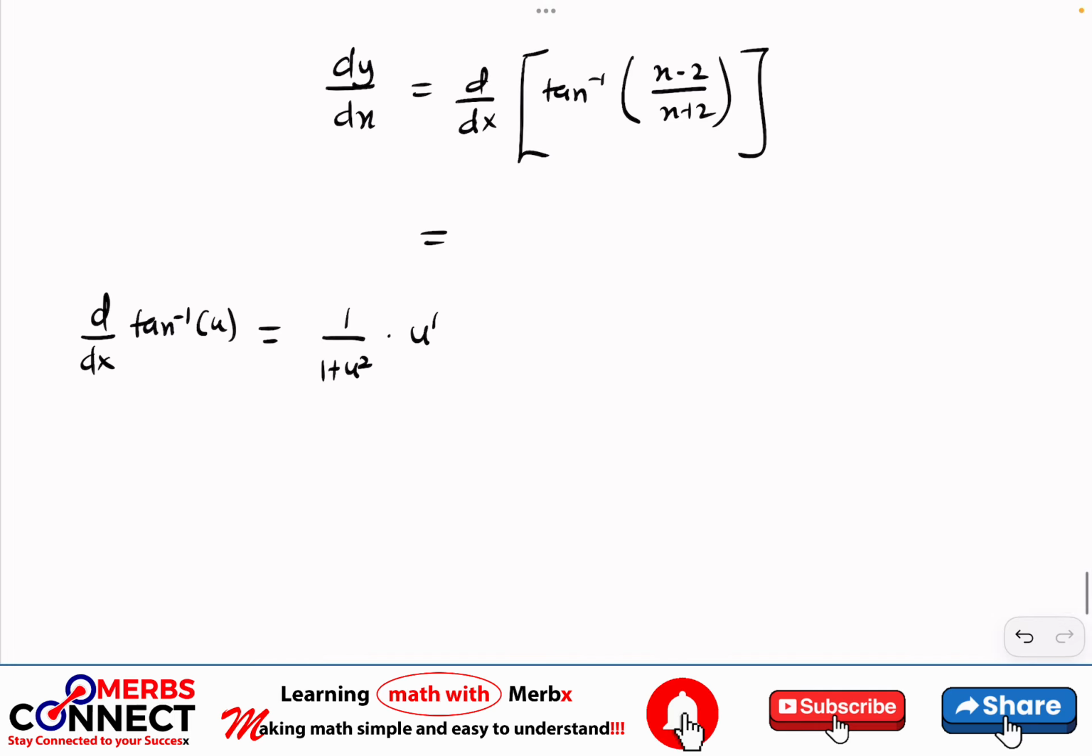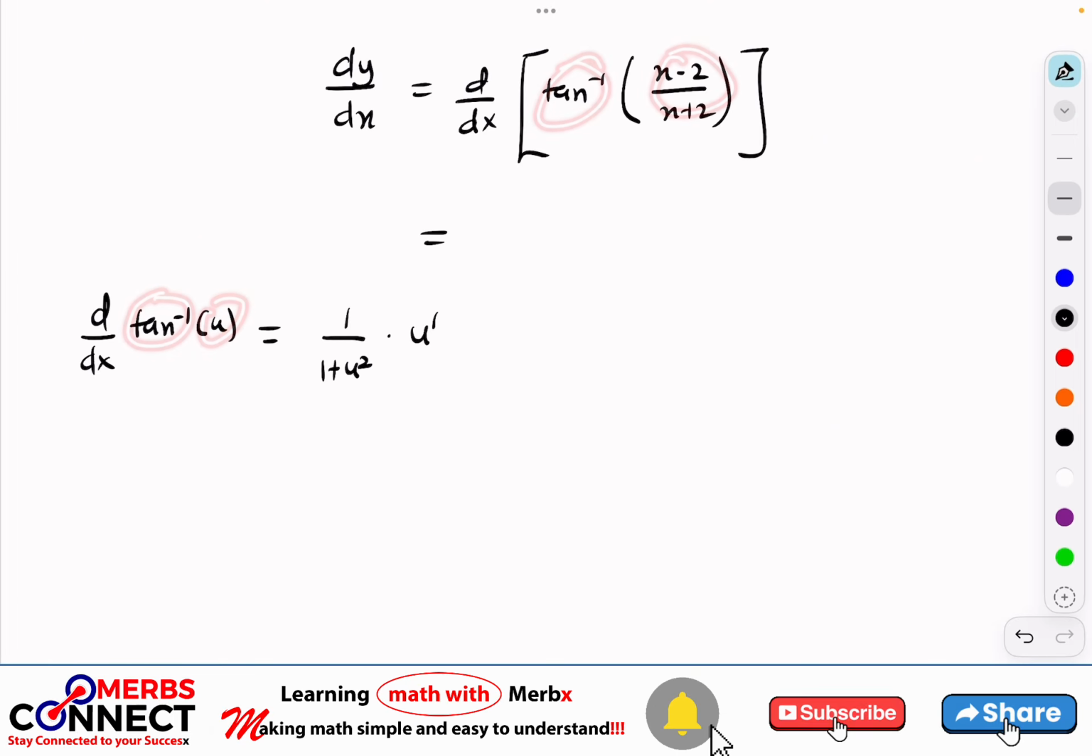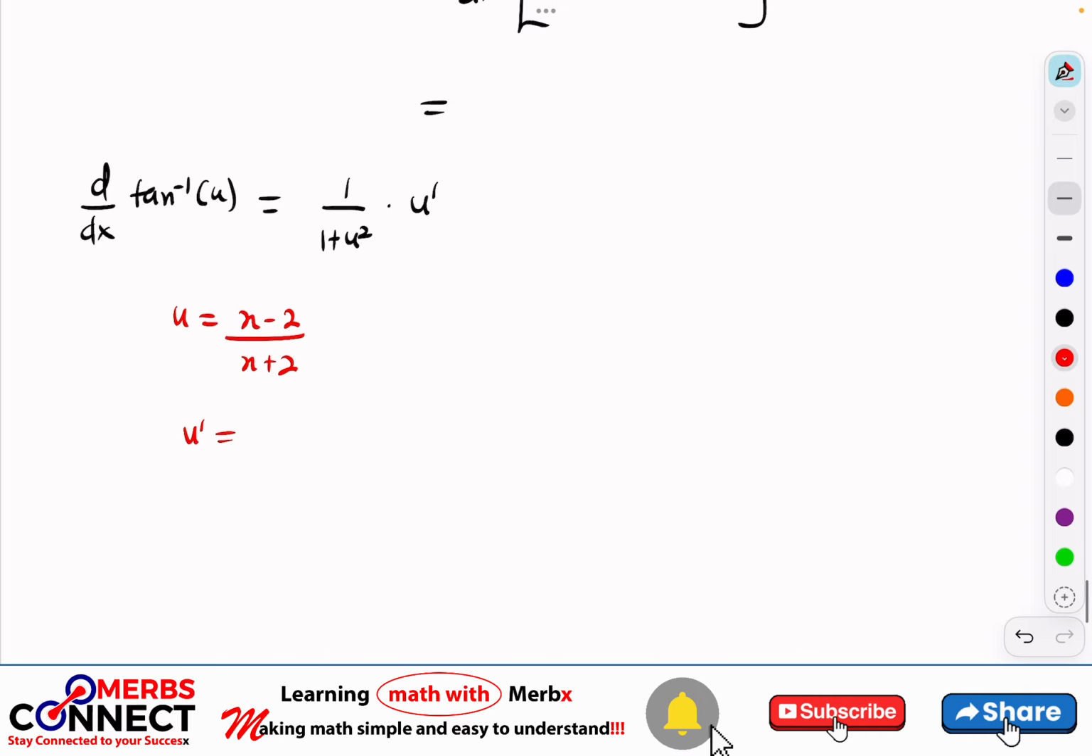So when you compare this to this, we can see that u is equal to this. So u is equal to x minus 2 over x plus 2. So what is u prime? Oh, nice. Now u prime here, we need to use the quotient rule.